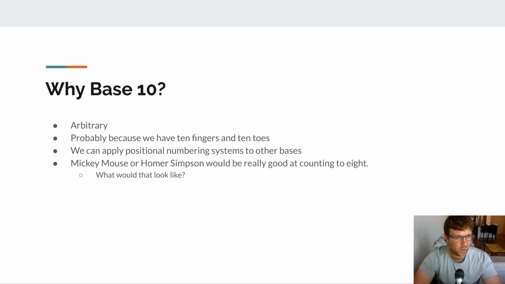The interesting thing about this is we can have this positional numbering system to other bases as well. If we were talking about Mickey Mouse or Homer Simpson, they would be really good at counting to 8 because they have 4 fingers on each hand. So what would that look like? I guess that's kind of leading into the next video. We're going to see exactly what that looks like.